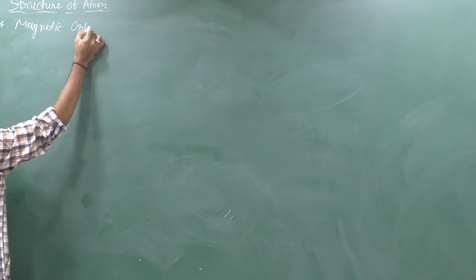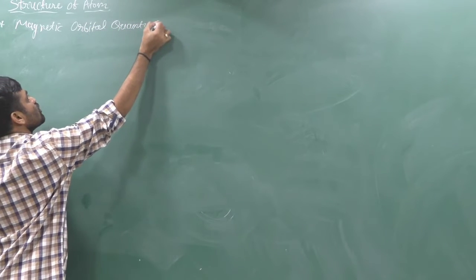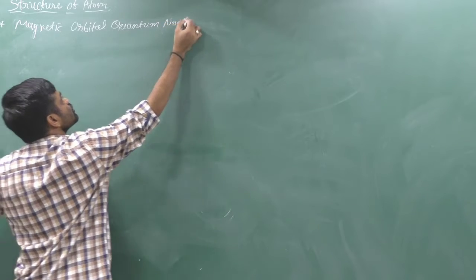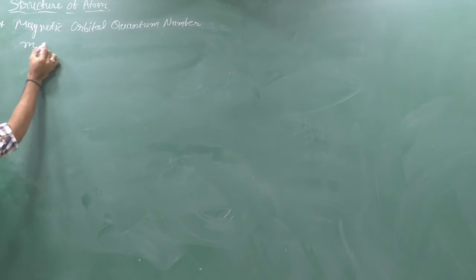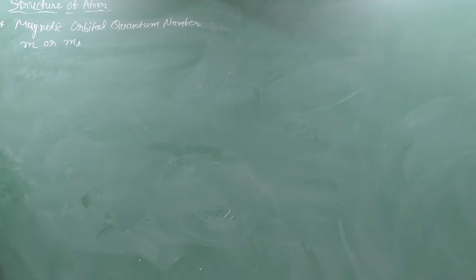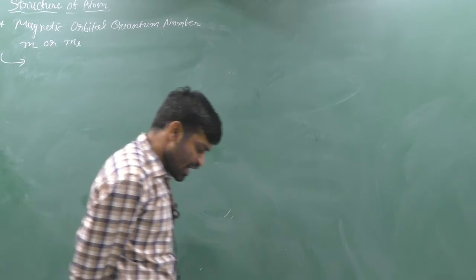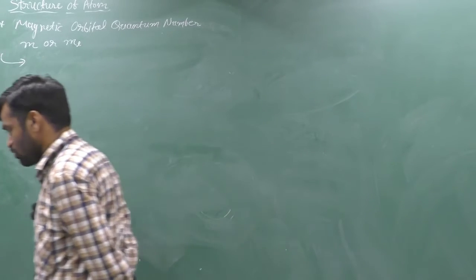Magnetic orbital quantum number, and the sign of this is M or ML. Both are correct. From this quantum number, which type of information can we gain for the orbital or electron?